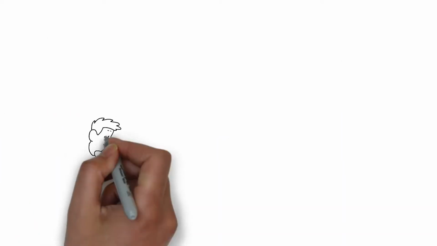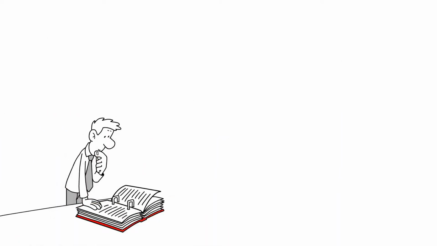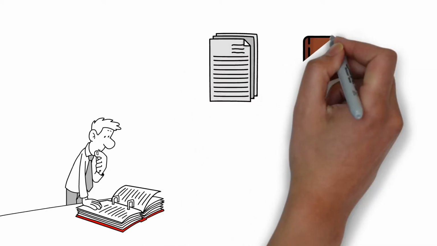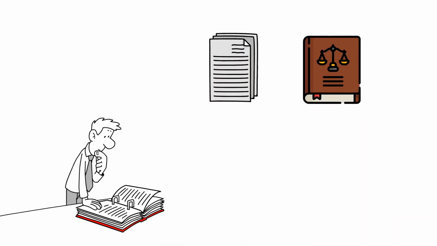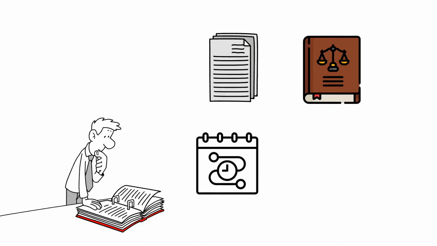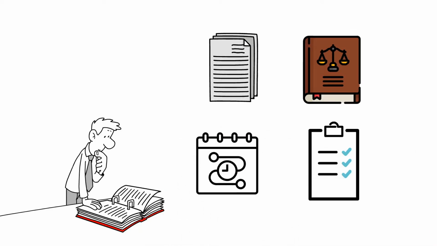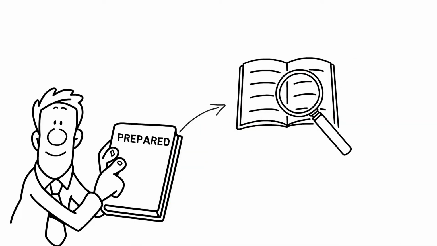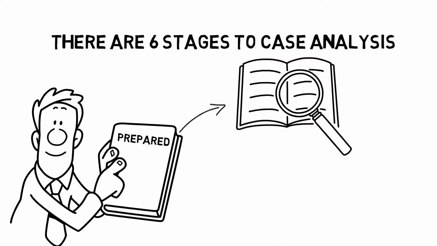Firstly, good case analysis begins with thorough preparation. Read the case papers thoroughly, research the applicable law, prepare a chronology, prepare a dramatis personae. When you have completed your preparation, you'll be ready to really start analysing the case. There are 6 stages to case analysis.